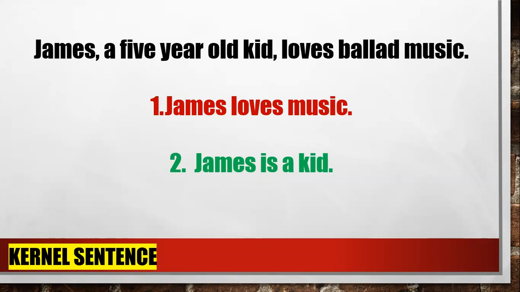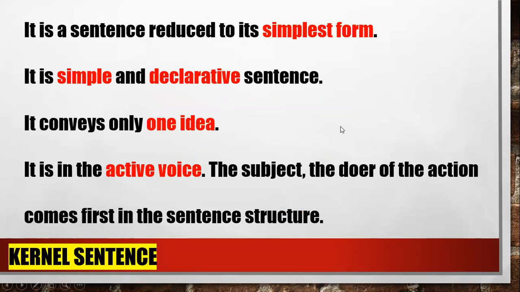So what is the relationship of these sentences and this part with the kernel sentences? Let's see. But remember this example: James, a 5-year-old kid, loves ballad music. We have a complete sentence, just one sentence. But notice, it's composed of two ideas, two simple ones. James loves music or ballad music, and the second, James is a kid. So notice here. What is a kernel sentence? A kernel sentence is a sentence reduced to its simplest form. Remember, it's a sentence reduced to its simplest form.